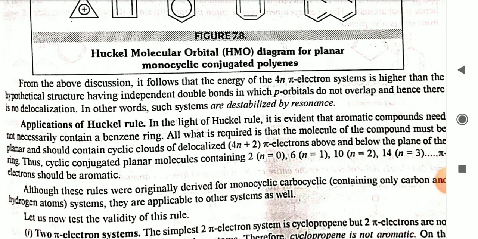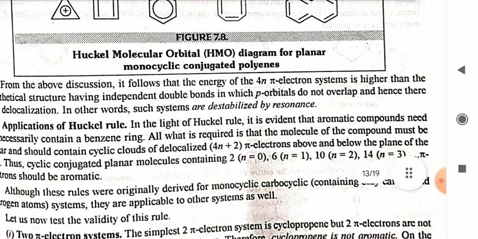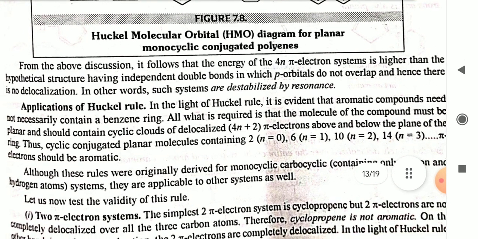Application of Huckel rule. In the light of Huckel rule, it is evident that an aromatic compound need not necessarily contain a benzene ring. All that is required is that the molecule must be planar and should contain a cyclic cloud of delocalized 4n plus 2 pi electrons above and below the plane of the ring. A cyclic conjugated planar molecule containing 2 (n equals 0), 6 (n equals 1), 10 (n equals 2), 14 (n equals 3) pi electrons should be aromatic.